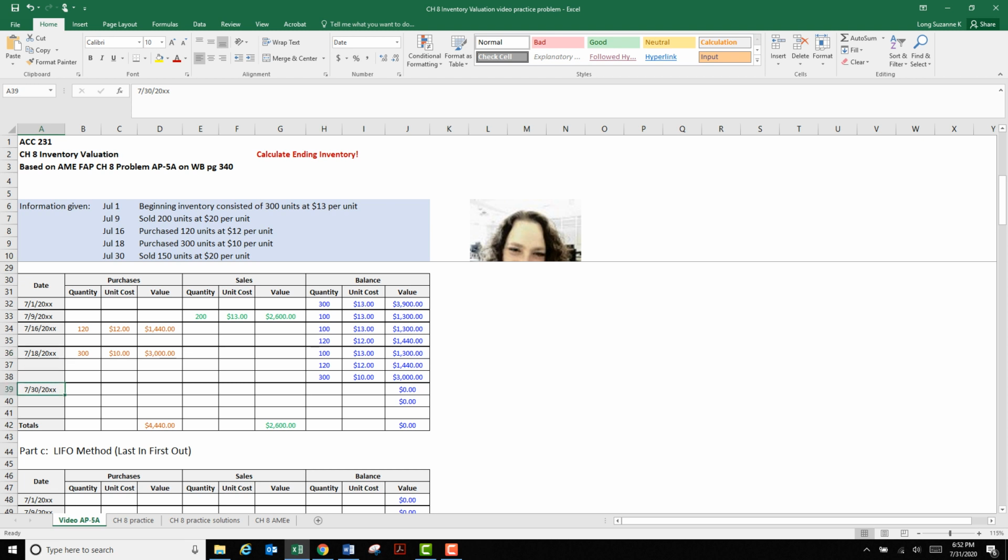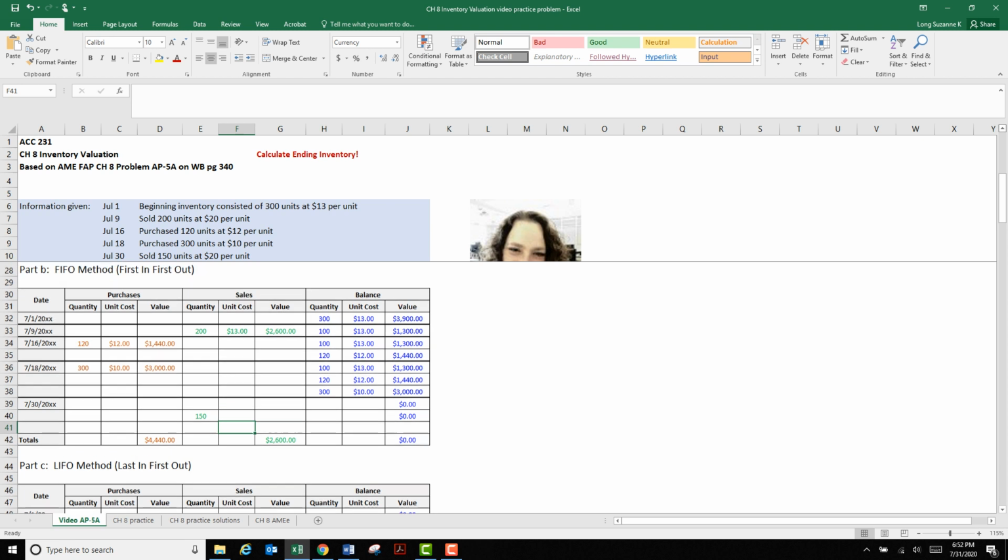July 30th, this is our sale of 150. 150 at 20. Remember, 20 is the selling price, and we don't want the selling price. Remember, this is all cost. So somehow, some way, I'm going to end up with 150 in here. But I need to figure out which ones were sold. And this is where FIFO comes in, the FIFO method. The first ones in are the first ones out. Remember, we're shooting for 150.